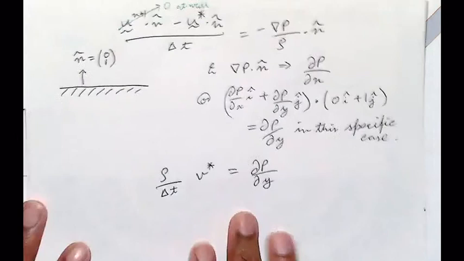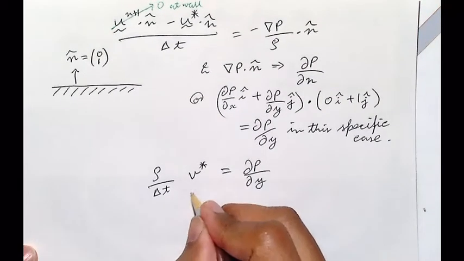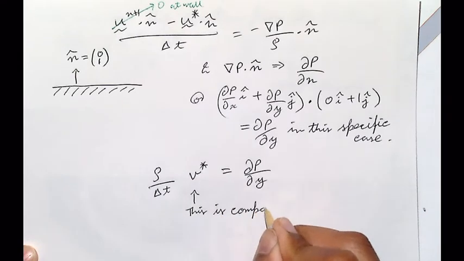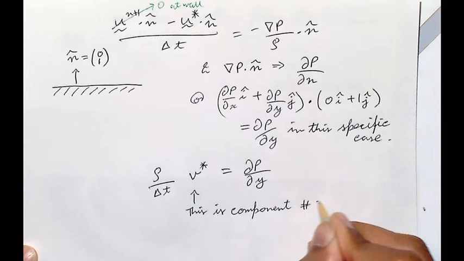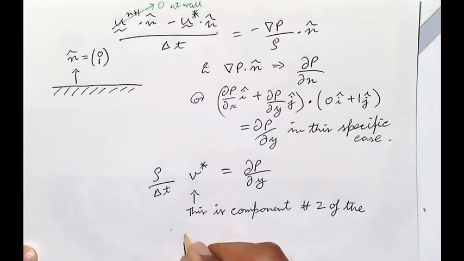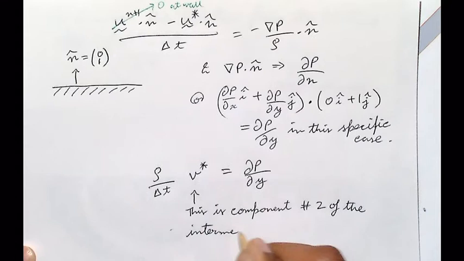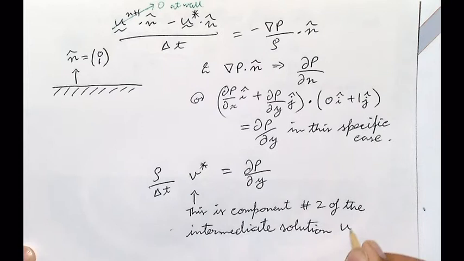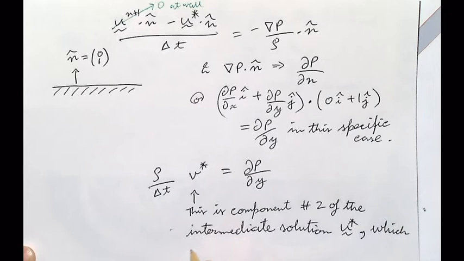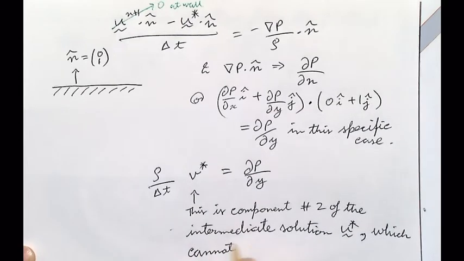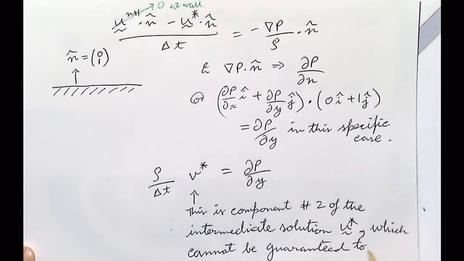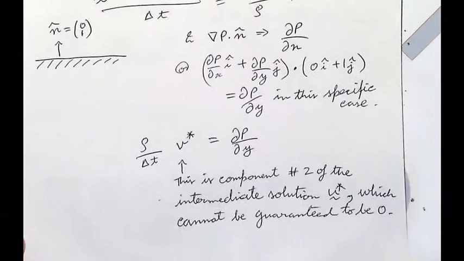Okay, and this is component number 2 of the intermediate solution, the u vector star, which cannot be guaranteed to be 0. Okay, and we can actually see that.